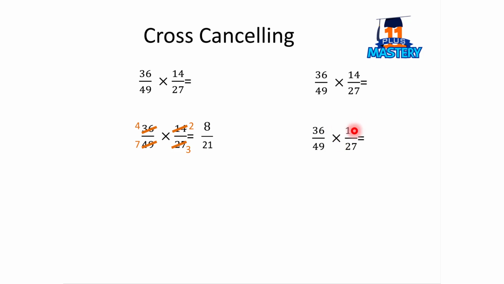Let's have a look without cross-cancelling. I could just multiply across, and we can do that. So I would have 36 times 14.